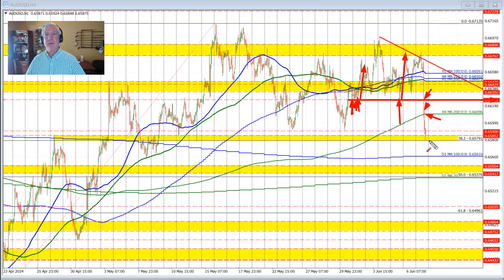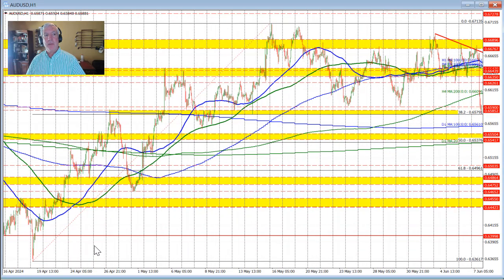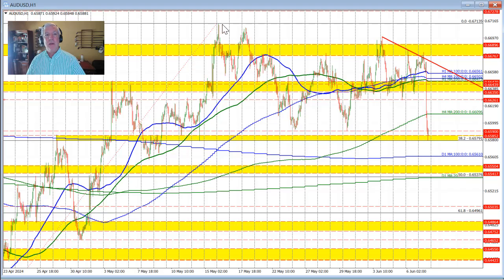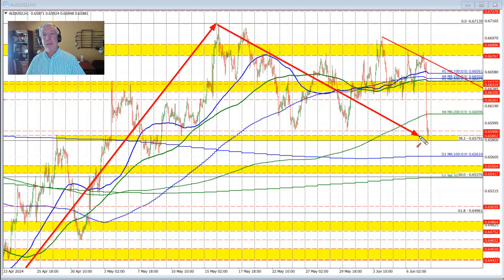The next move to the downside is now seeing the price move down to test the 38.2% retracement. That 38.2% retracement, if I go back in time here, would start on this day, which is April 19th, and take the price up to the high price that we saw in the month of May. I'm going to follow this line up through here. The 38.2 comes in at the 0.6579 level, and most people know that.